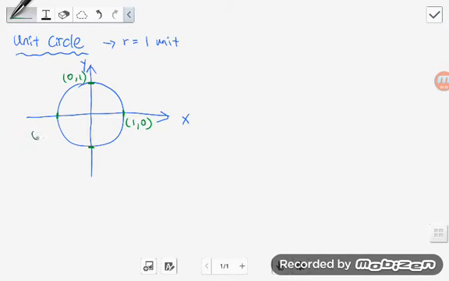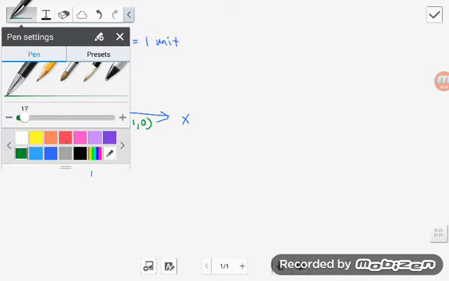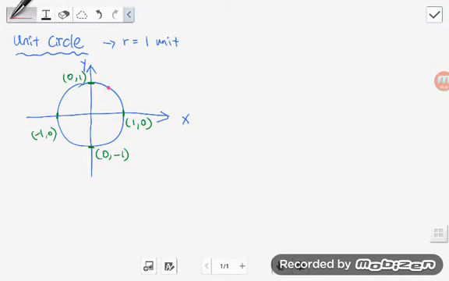This point, that will be negative 1, 0, right? Because we're going the negative x direction. Here, that will be in negative y direction. So 0, negative 1. Okay, so these are the coordinates for my x and y intercepts, kind of. All right? Now, what if I say I want to find the coordinate of this point, let's say point P. The coordinate of point P. Okay, so how do I find that?